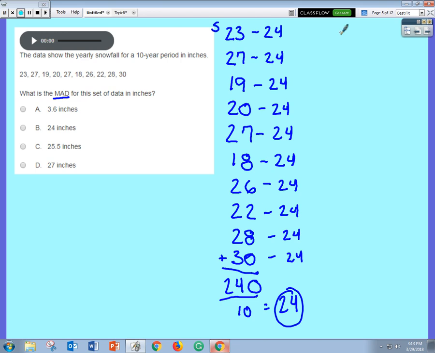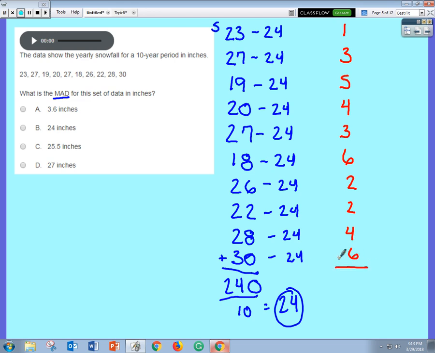Distance between 24 and 23 is 1. Between 27 and 24, 3. Between 19 and 24, 5. Between 20 and 24, 4. 27 and 24, 3. 18 and 24, 6. 26 and 24, 2. 22 and 24, 2. 28 and 24, 4. And 30 and 24, 6.